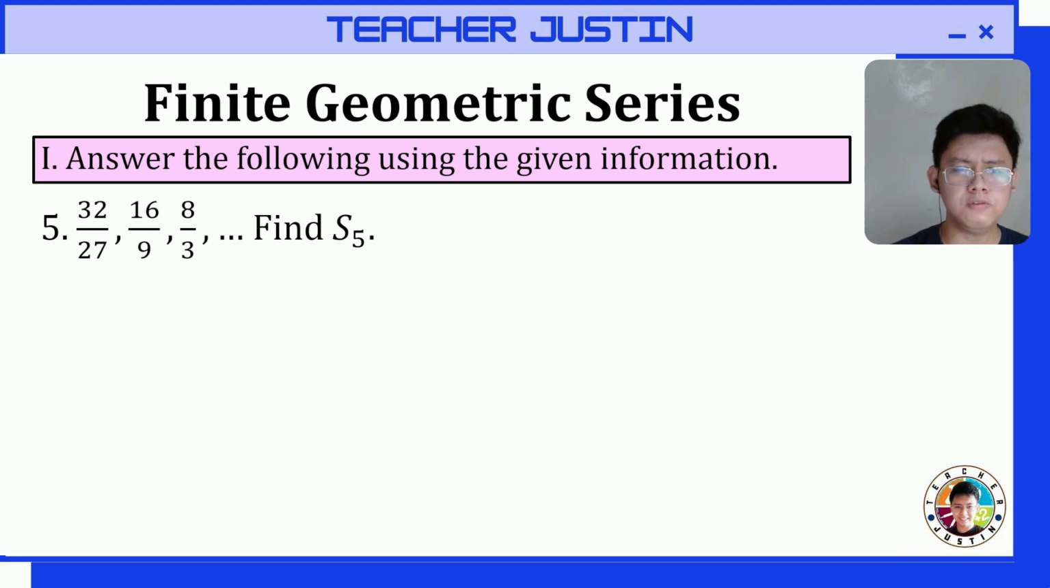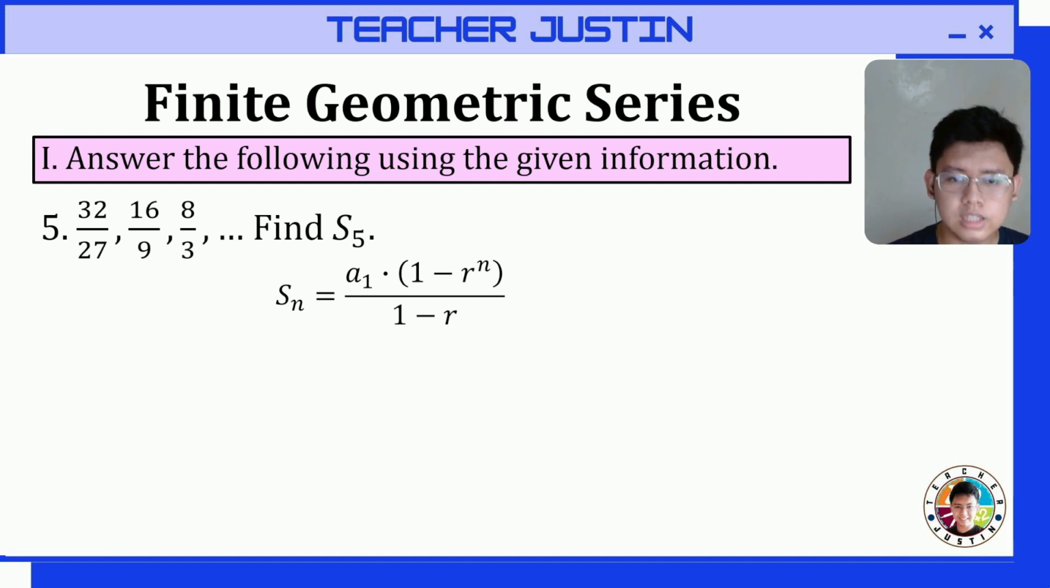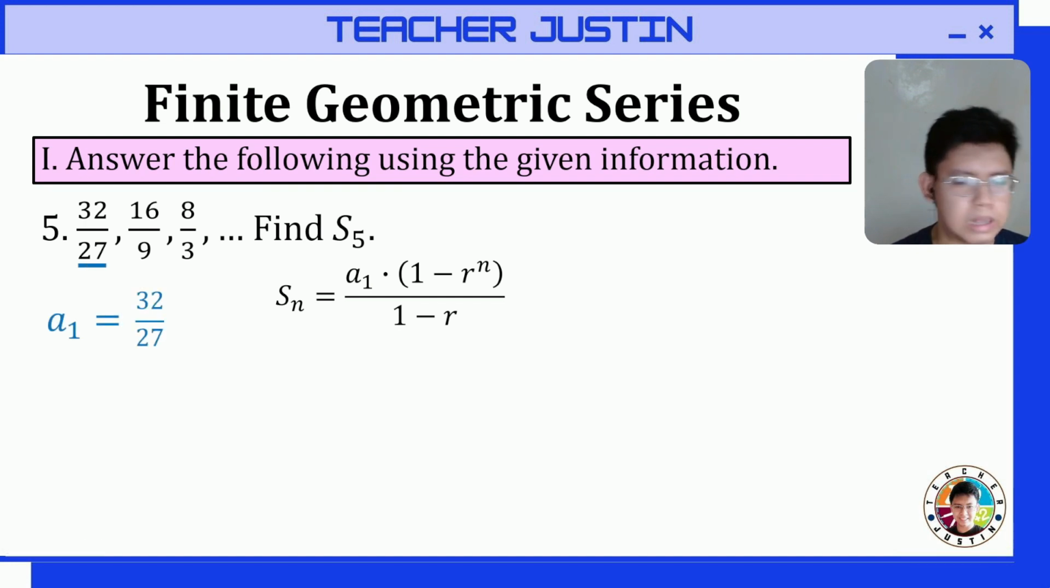We have 32 over 27, 16 over 9, 8 over 3, and so on and so forth. So, for us to solve for the sum of the first 5 terms of this geometric sequence, we will use the formula S sub n is equal to a sub 1 times the quantity 1 minus r raised to n all over 1 minus r. Then, let's get our given. We have the first term, which is 32 over 27. Then, our number of terms, which is 5.